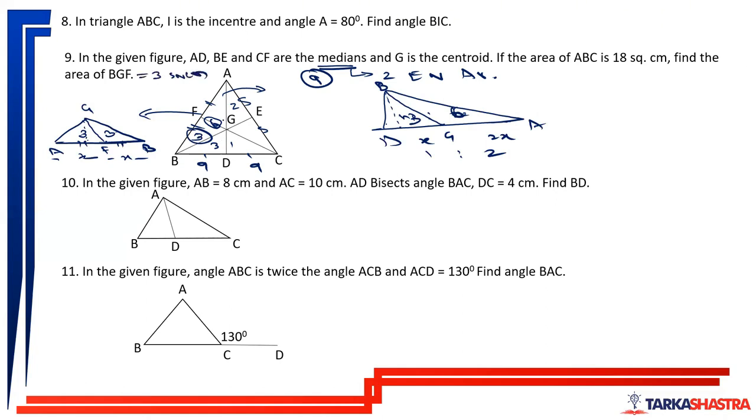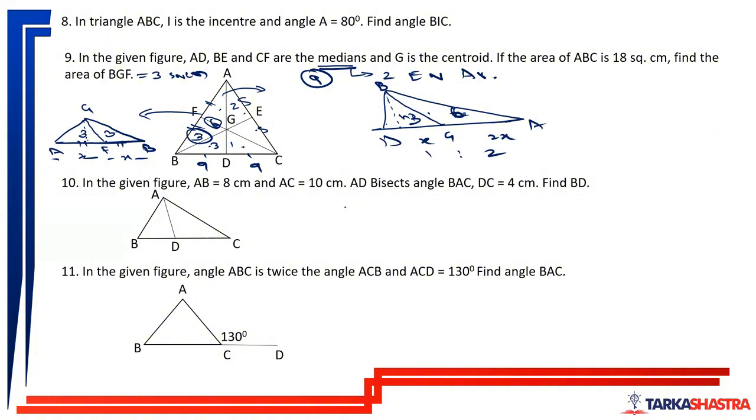You must be looking at 6 triangles in this one bigger triangle. All the areas will be equal to 3 square centimeter. Understand this? Okay. 3 medians divide the triangle into 6 equal areas. Moving forward, 10th question.